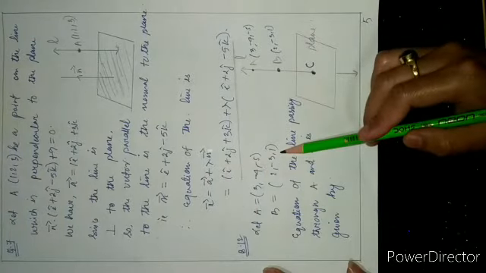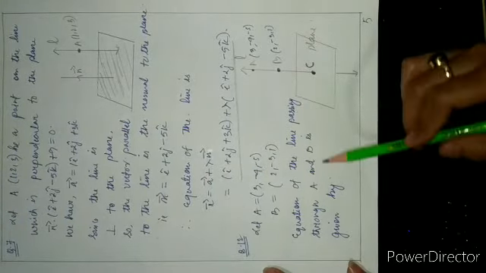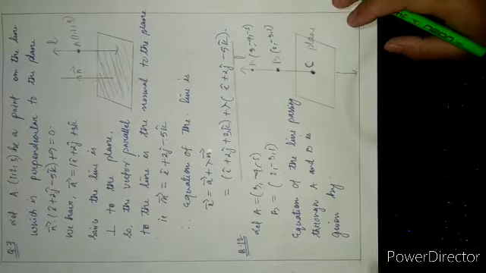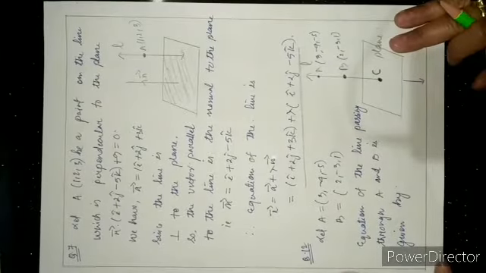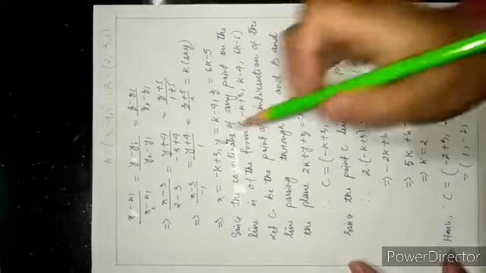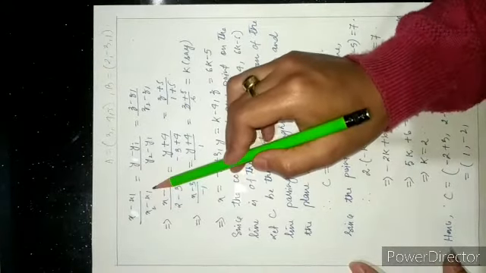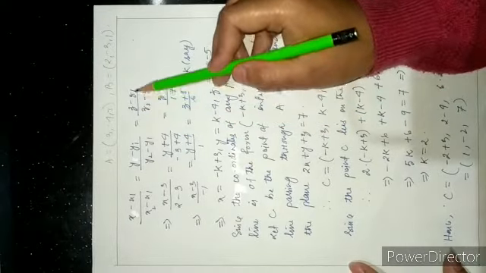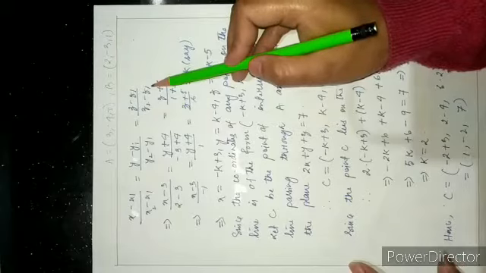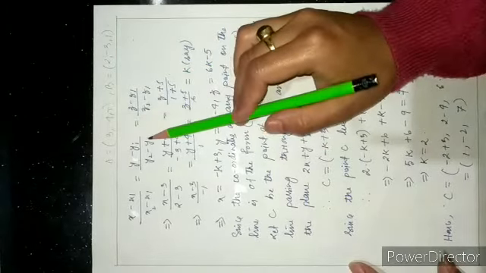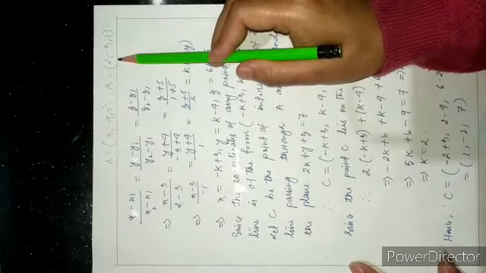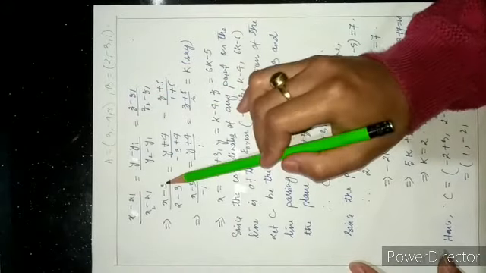Let A represent the first point and B represent the second point, and now write the equation of the line passing through the points A and B. The equation of the line is given by the formula x minus x1 divided by x2 minus x1 is equal to y minus y1 divided by y2 minus y1 is equal to z minus z1 divided by z2 minus z1, where x1 y1 z1 are the coordinates of A and x2 y2 z2 are the coordinates of B.